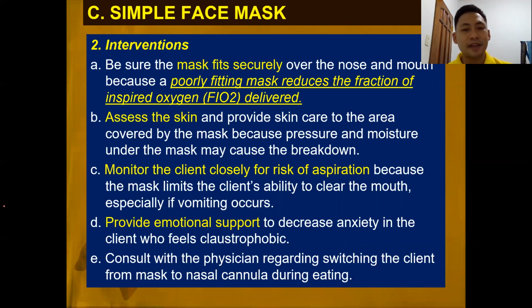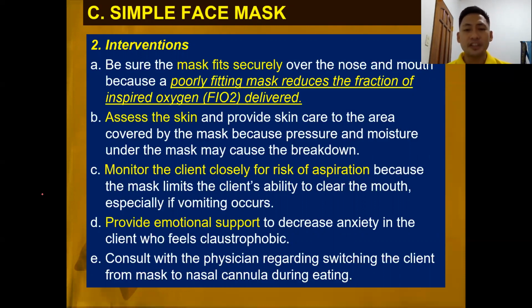Assess the skin and provide skincare to the area covered by the mask because pressure and moisture under the mask may cause breakdown. One of the disadvantages as well of using face masks is that if the patient vomits and the face is covered, the vomit may enter again and the patient may aspirate.